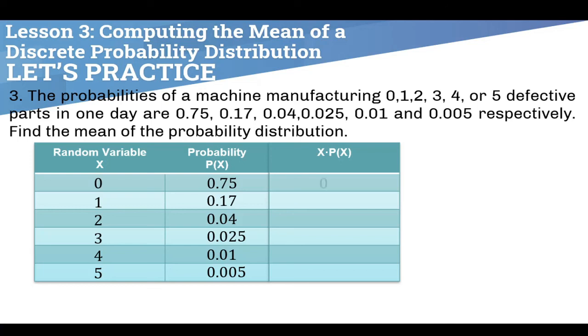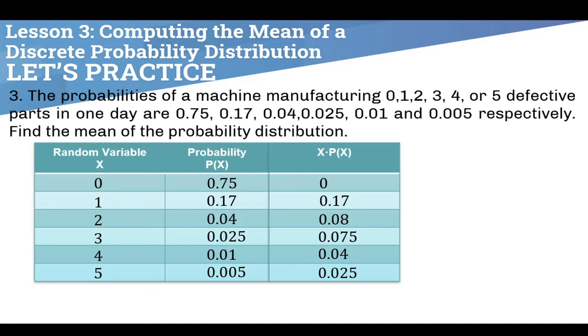Once na meron na tayo nitong probability distribution table, i-multiply na lang natin yung corresponding random variable and its probability. So, pag kinumpit natin yan, magiging ganito sagot. 0 times 0.75, 0. 1 times 0.17, 0.17. 2 times 0.04, 0.08. 3 times 0.025, 0.075. 4 times 0.01, 0.04. 5 times 0.005, 0.025. Once na meron na tayo yan, ano na susunod? I-apply na natin yung formula.